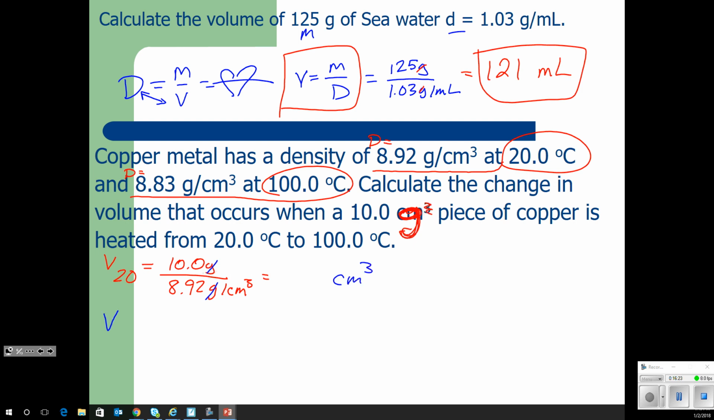The second one, I'm going to do volume at 100 degrees. The mass does not change, but the density did: 8.83 grams per centimeter cubed. This time, my grams are canceling out and I get centimeters cubed. Let's get the answer on both of these to 4 significant figures, or 5 even, because I'm going to be subtracting them, so I want to make sure I have enough that it makes some sense.